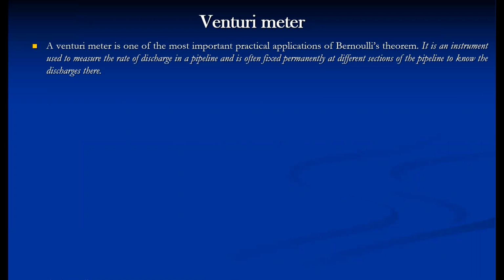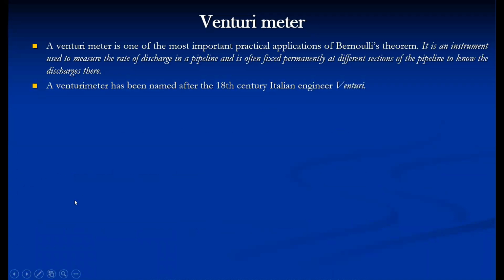It is an instrument used to measure the rate of discharge in a pipeline and is often fixed permanently at different sections of the pipeline to know the discharge there. The venturimeter has been named after the scientist Venturi, who was an Italian engineer in the 18th century.